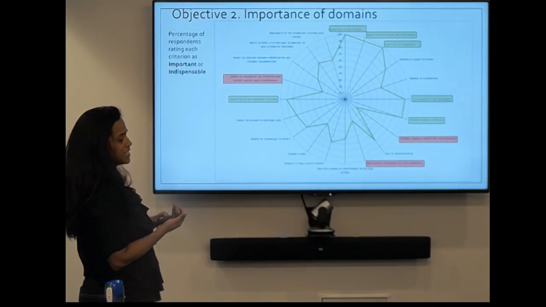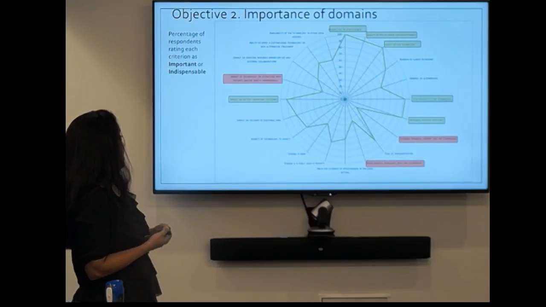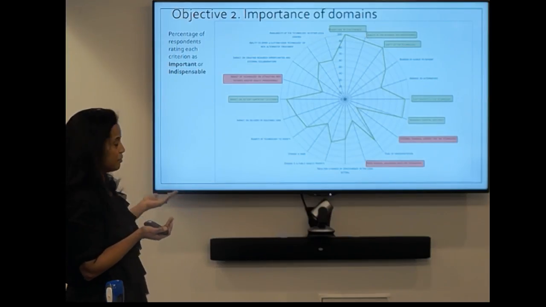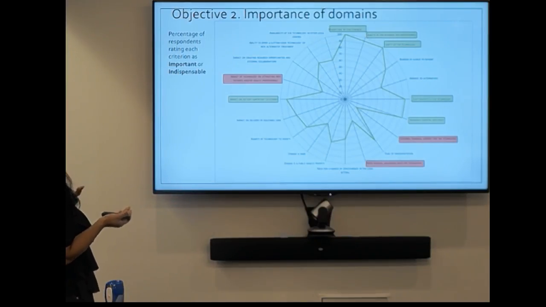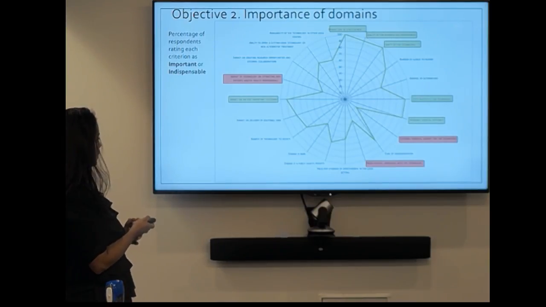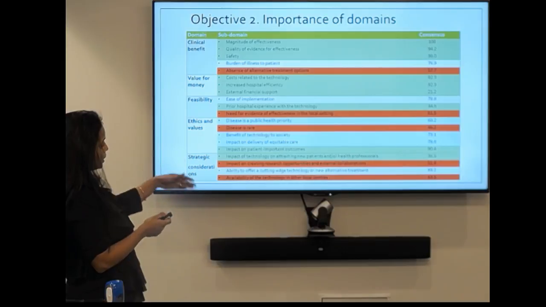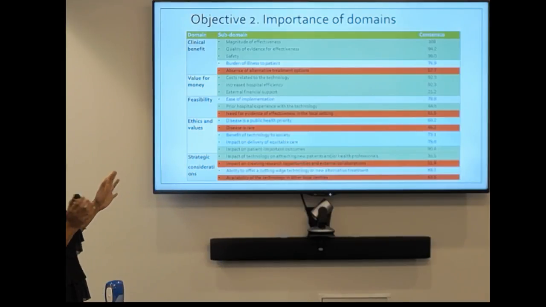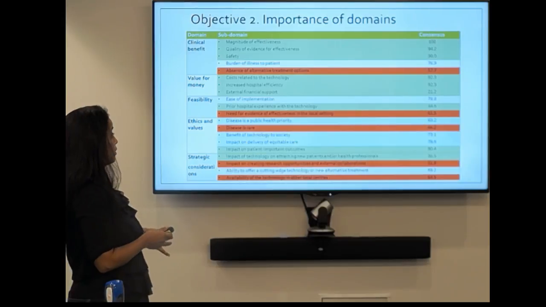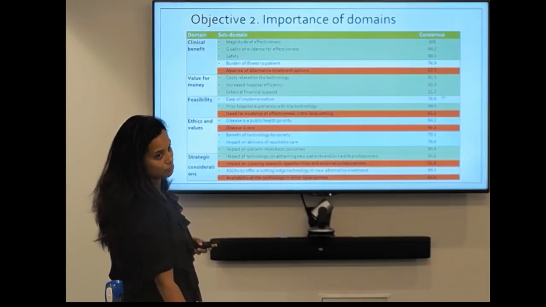But then factors such as external financial support for the technology, prior hospital experience, the impact, the ability to attract new patients or professionals didn't garner a lot of support among the respondents. So this shows you the same information as the graph, but it also shows you consensus. All the criteria highlighted in green indicate that the vast majority of people agree that these were either very important or not important at all. For example, external financial support, 80% of people thought that it wasn't important.